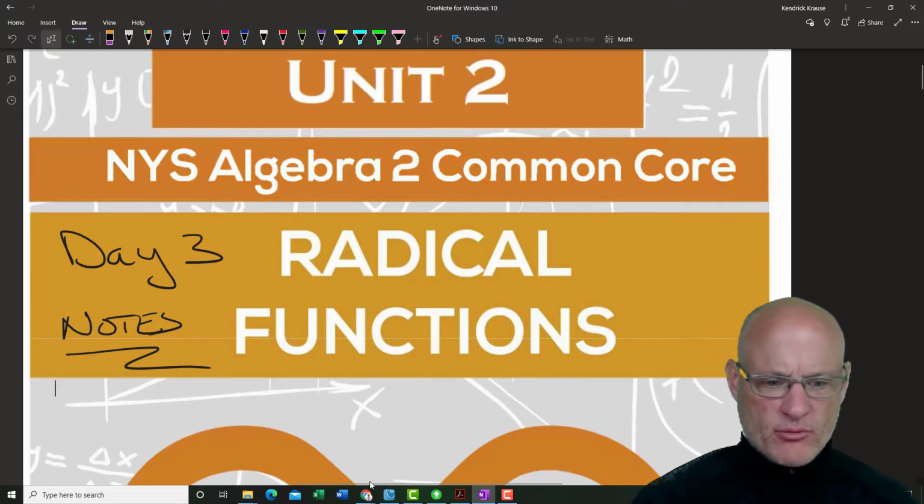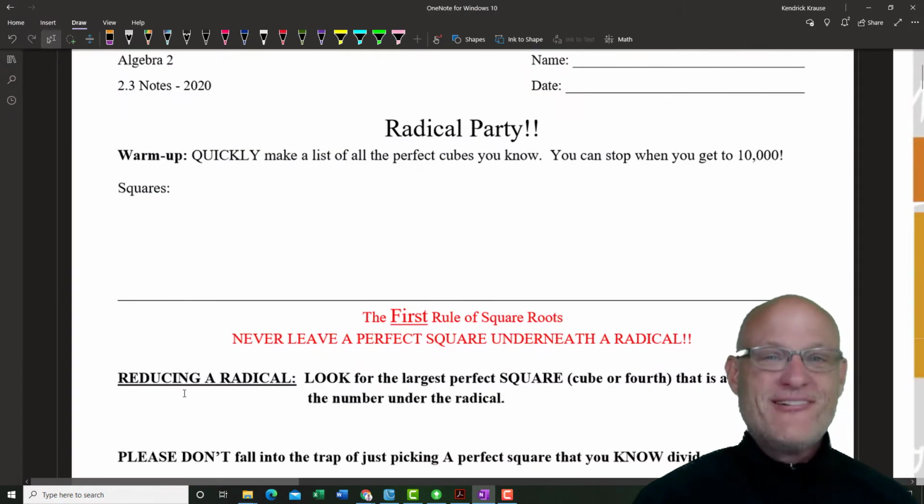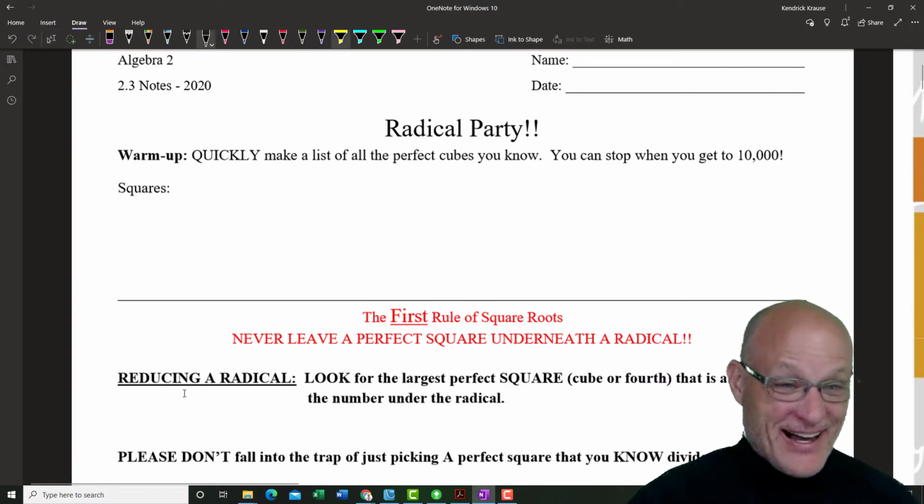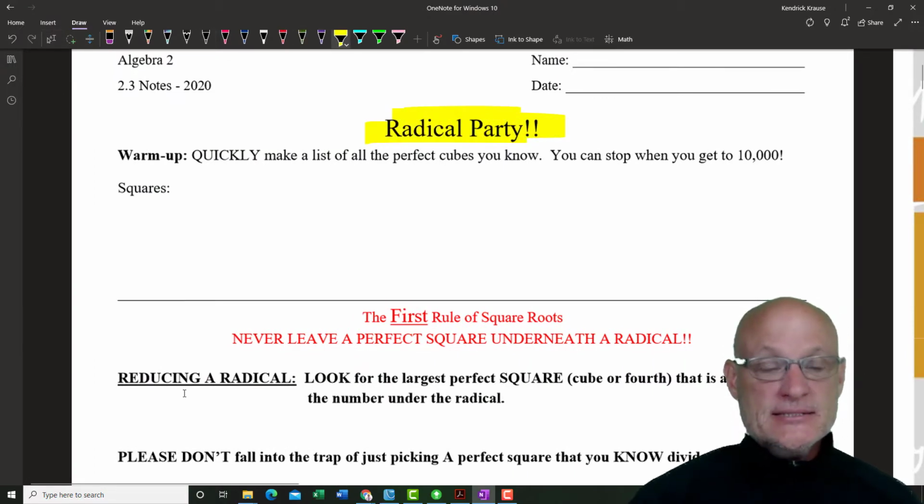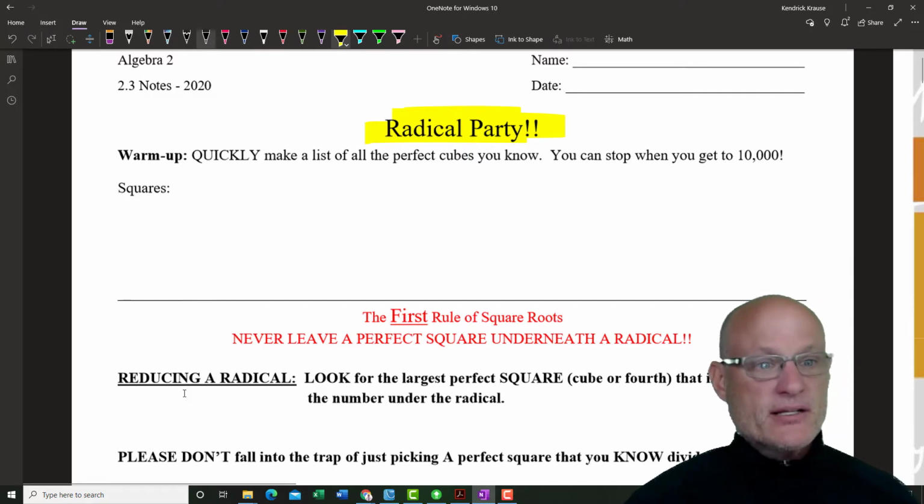I think what we're going to have is a radical party. I'm not even sure, but I'm pretty sure. Oh, it's radical party time. Oh, my God, I'm so excited. Yeah. Let's make a list of all of our perfect squares.